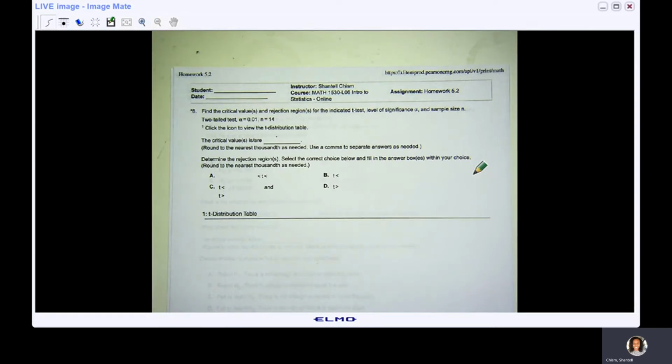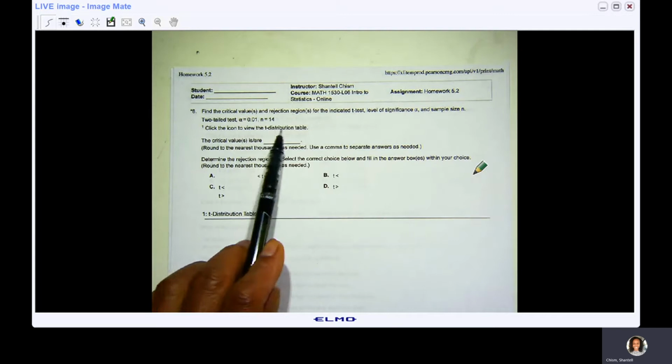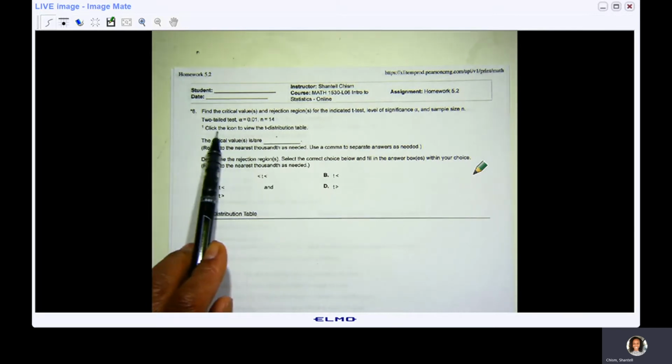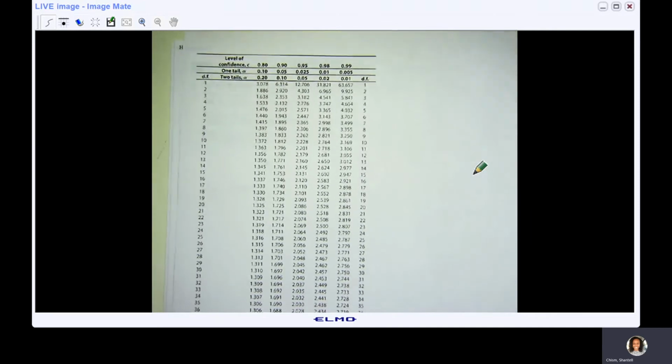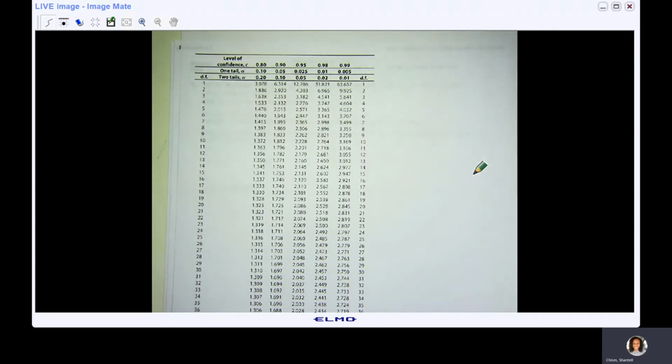So this first example is asking us to find the critical values and the rejection regions for a t-test. This is where you use the t-distribution table that will pop up, or you'll have a little icon there that allows you to click on it. And this is what it looks like. It's only a one-sided table, and it has a row for one tail or when you have two tails. And the alpha, the level of significance, is given.